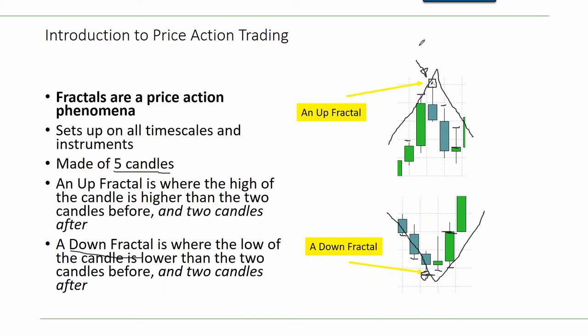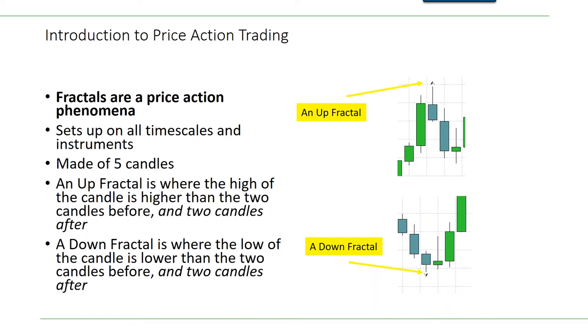They're made up of five candles. I'm just going to try the drawing tool. I can assure you I'm a far better trader than I am an artist. Here we have, as I said, five candles, and here we have an up fractal. An up fractal is where the high of the candle is higher than the two candles before, and also higher than the two candles that appear after it. So we have almost like an upturned V. Hopefully you can see that.